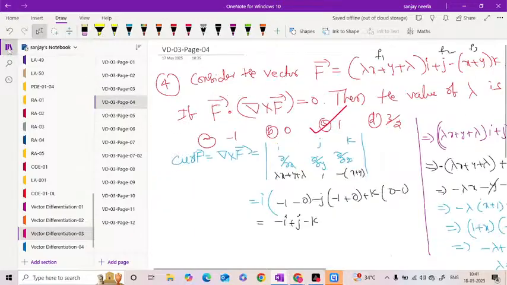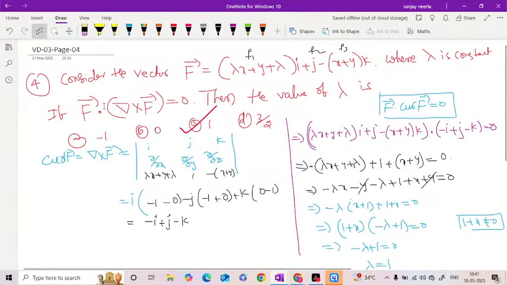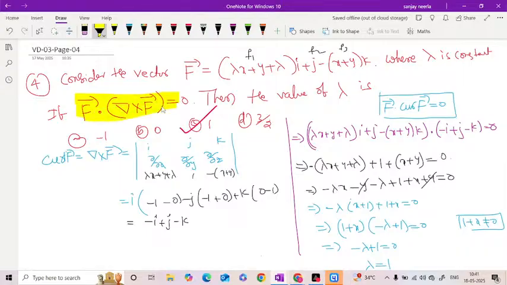And what is the fourth problem? The fourth problem: it is given that a vector point function is (lambda x plus y) i plus (lambda plus j) minus (x plus y) into k, where lambda is a constant, and it is given the equation that vector f dot del cross f is 0. We have to find the unknown.